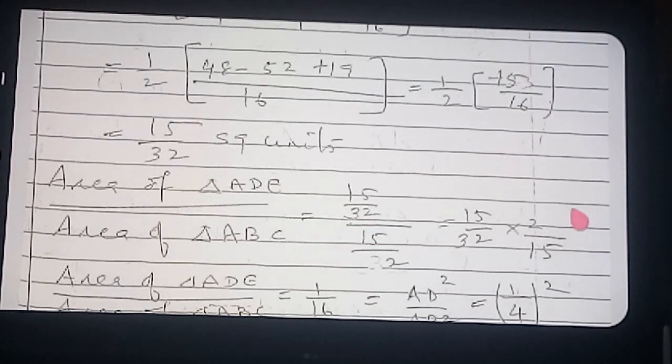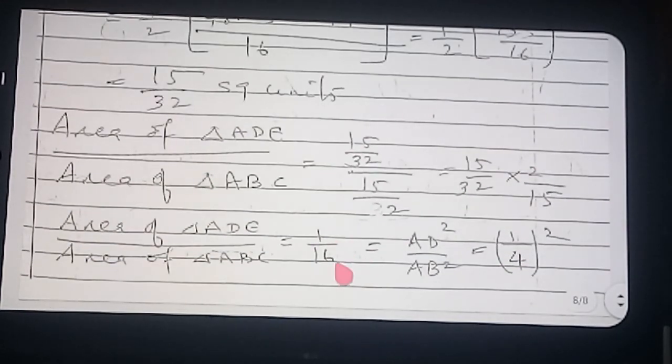It's a reciprocal multiplication here. 15 by 32 into, dividing by a fraction, you take the reciprocal and multiply. So 2 by 15. So 15 will cancel. 2 and 32 will cancel. You will get 1 by 16.